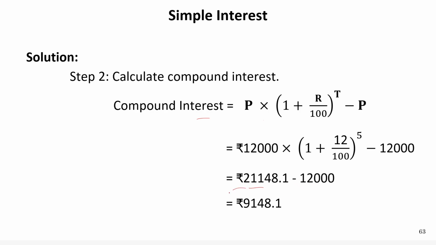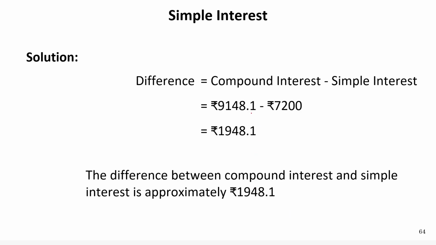So 21,148.1 minus 12,000 is equal to 9,148. So the difference is equal to 9,148.1 minus 7,200, that is equal to 1,948.1. Okay. So if we subtract the simple interest from the compound interest, the difference is 1948.1. So the difference between compound interest and simple interest is approximately 1948.1 rupees.